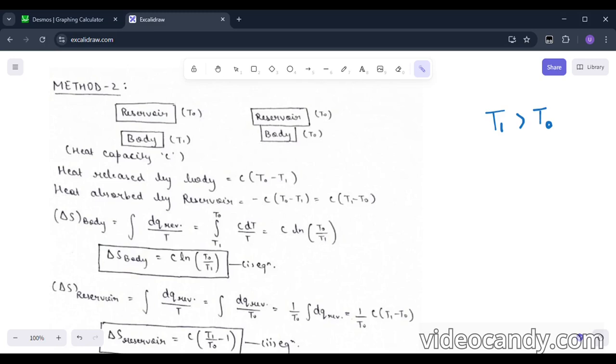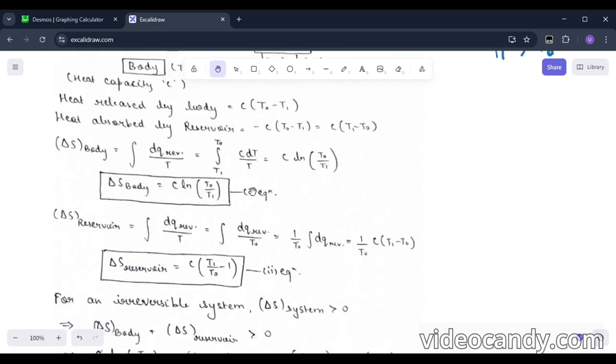Now, quantitatively, the definition of entropy is the integration of a small change in heat in a reversible process upon temperature. This thing, dq reversible upon temperature, and the integration of this. So from T1 to T naught, if we talk about the body, it's going from T1 to T naught temperature, and dq is given as C times dT. So on integrating, we obtain the change in entropy of the body as C times ln(T naught by T1). Now we are calling it the first equation.